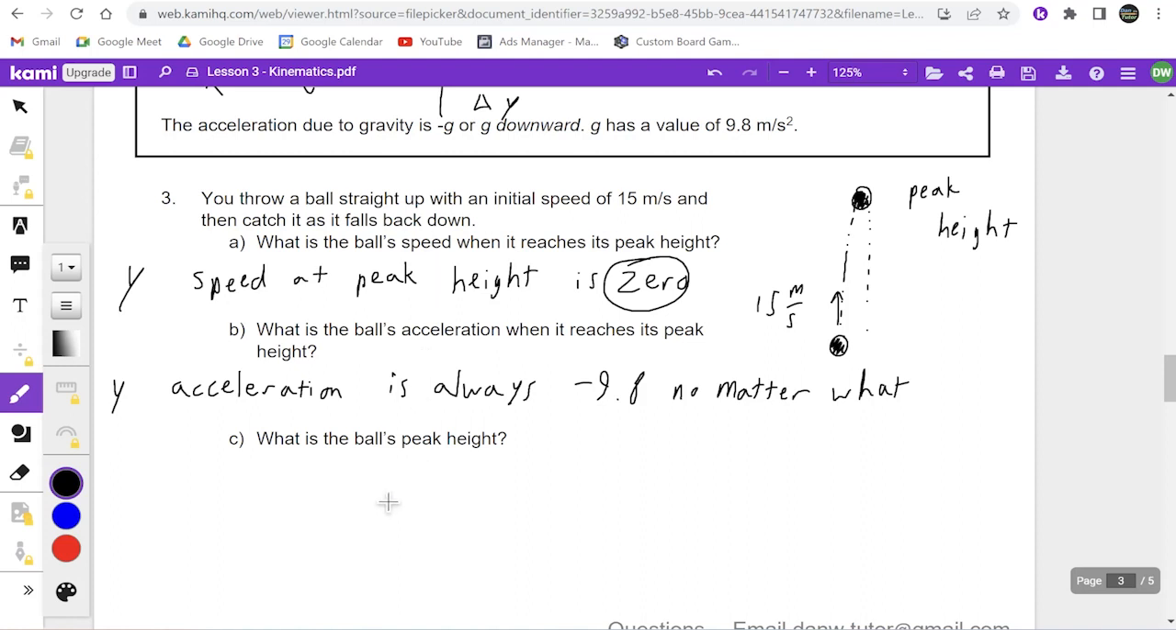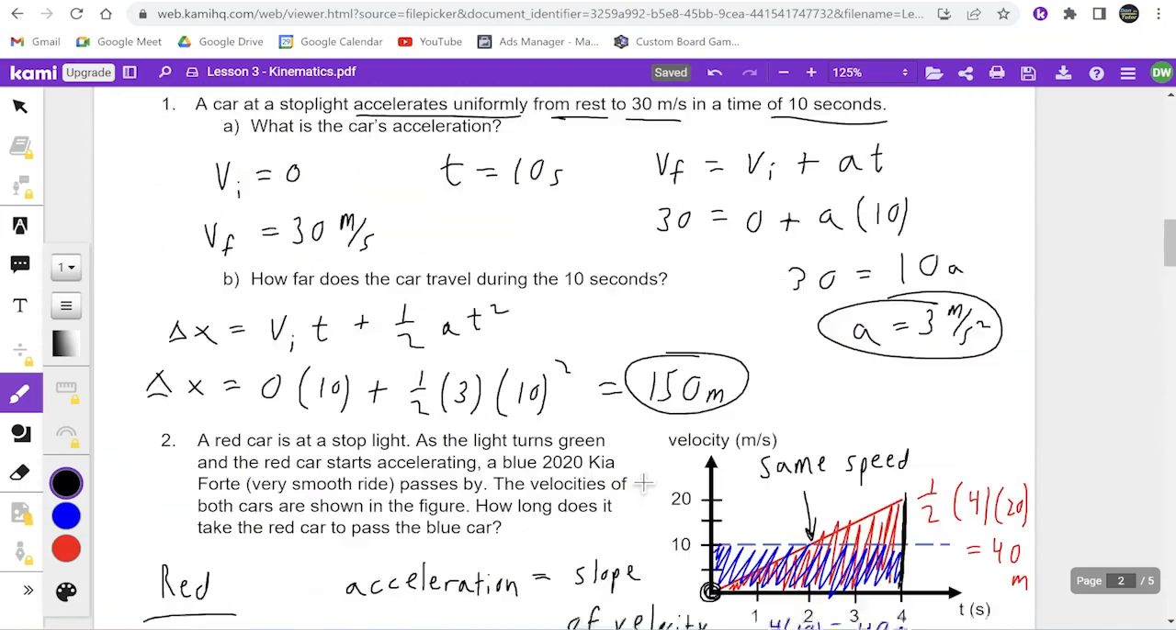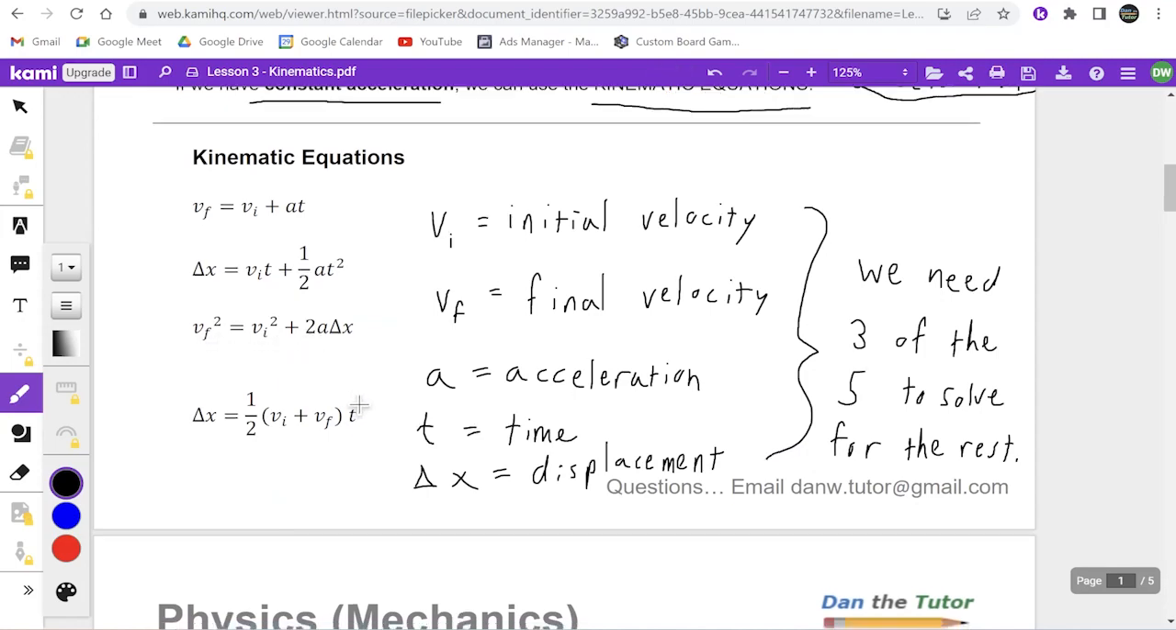So anyways, if we want to find the ball's peak height, now we're talking about the kinematic equations. So I know V initial is 15 because it tells me. I know V final is zero because we just said the final speed at the peak is zero in part A. We also know the acceleration is negative 9.8 because we said that in part B. And look at that, part C now just became a lot easier. Now, since I'm solving for height and I don't want time, I need to use the equation that has no time. If I go back to my kinematic equations right here, the only equation that doesn't have time is the third one. I call it the squared one because it has squared terms in it.